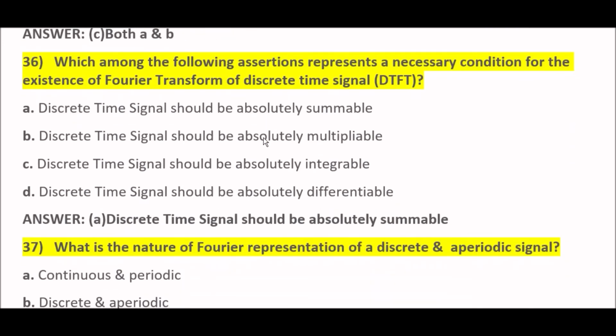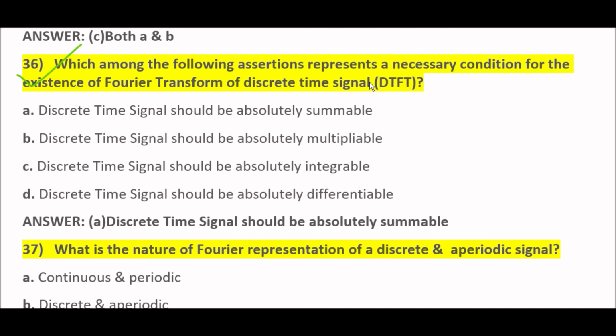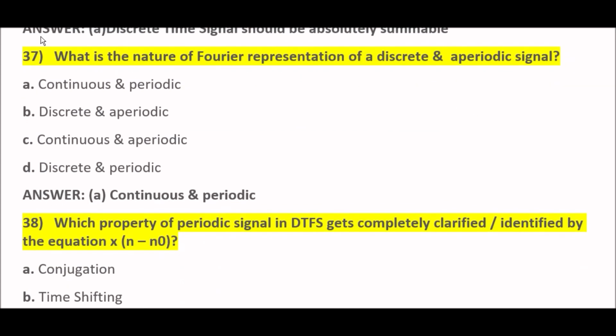Next question. Which among the following assertions represents a necessary condition for the existence of Fourier transform of discrete time signal, DTFT? Just focus on the correct answer, and the correct answer here is option A. Discrete time signal should be absolutely summable. The assertion that the discrete time signal should be absolutely summable represents a necessary condition for the existence of Fourier transform of discrete time signal.